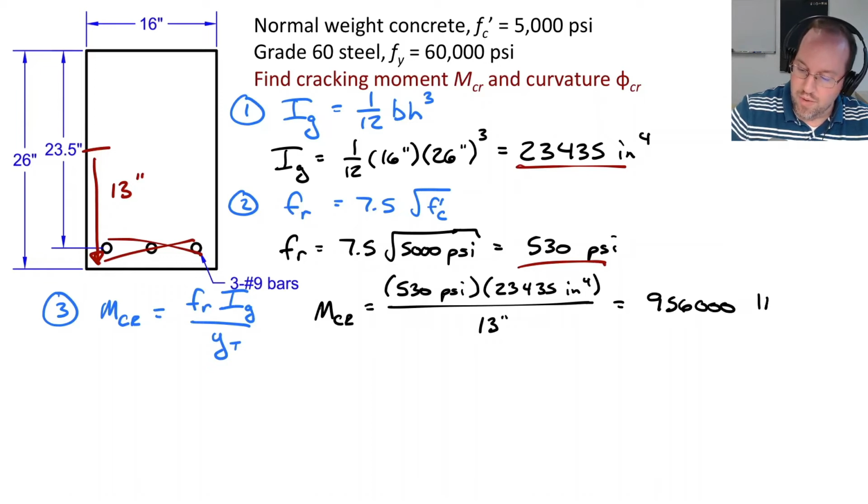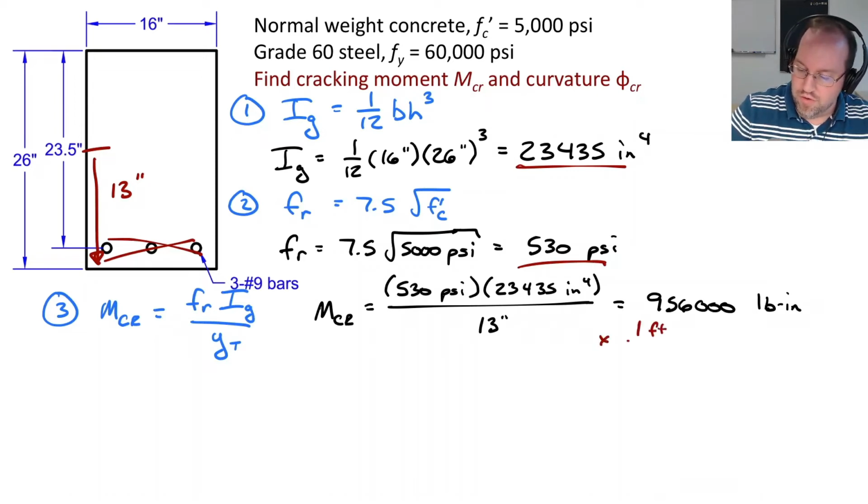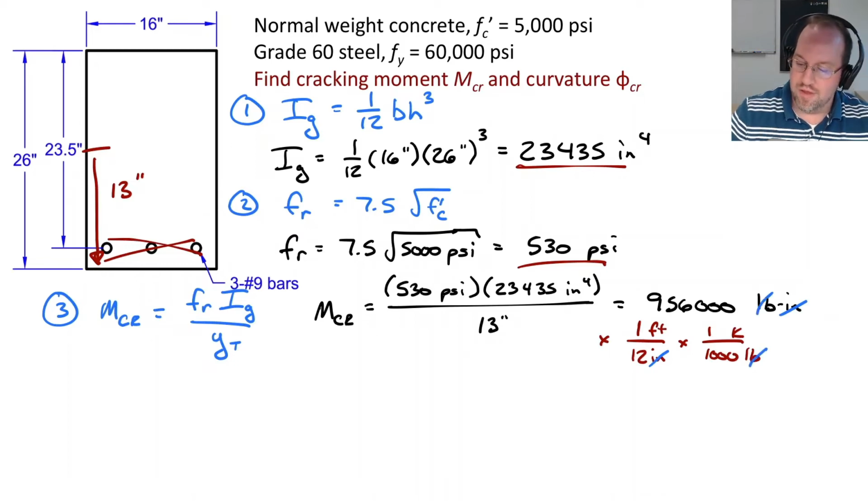956,000 pound inches. Now, pound inches is not a particularly useful unit for moments. Let's convert that to kip feet because that's a little bit more convenient. To do that, I'm going to multiply this by 1 foot divided by 12 inches. That cancels out my inch units. And then I also have 1 kip per 1,000 pounds. That's going to cancel out my pound units, and I'm left with kips and feet. And this is going to be 80 kip feet.